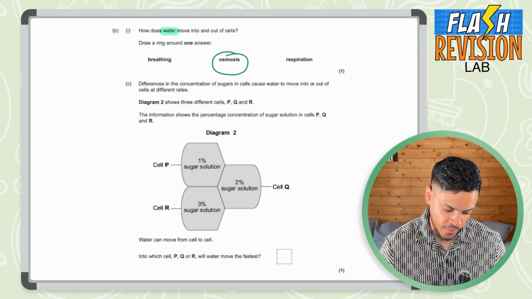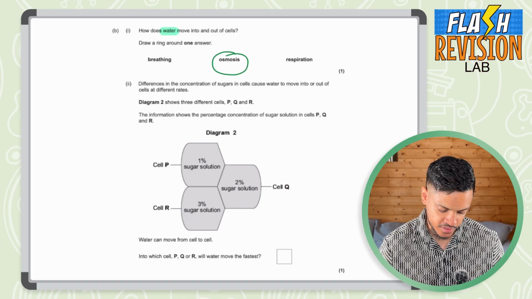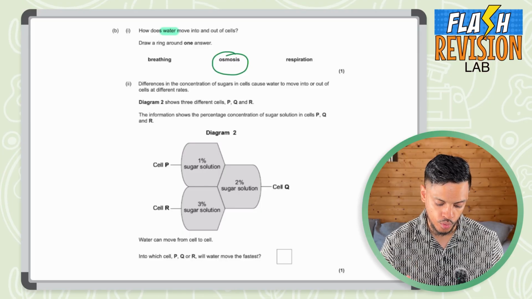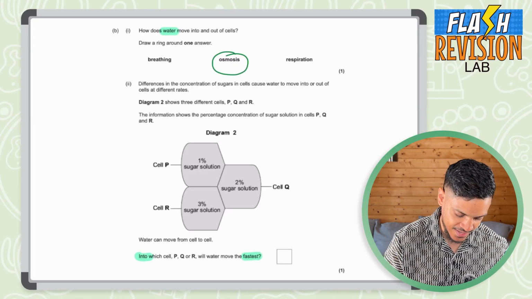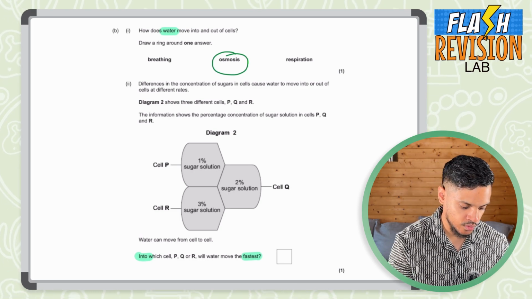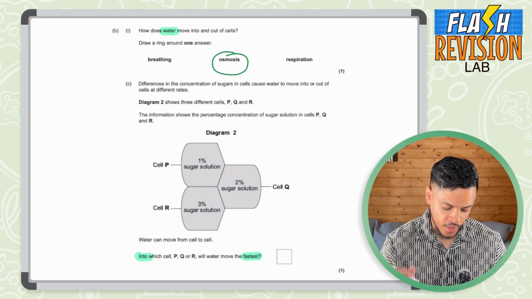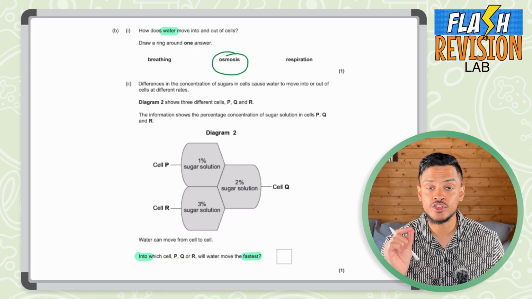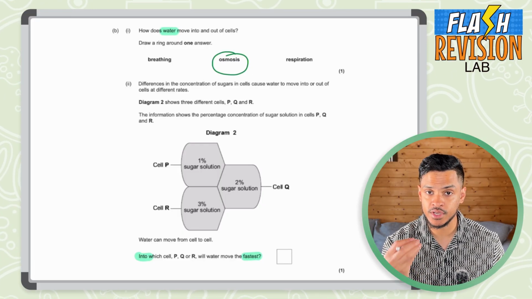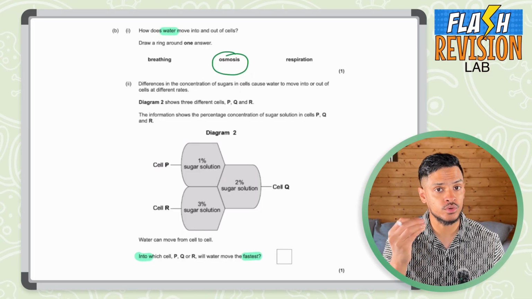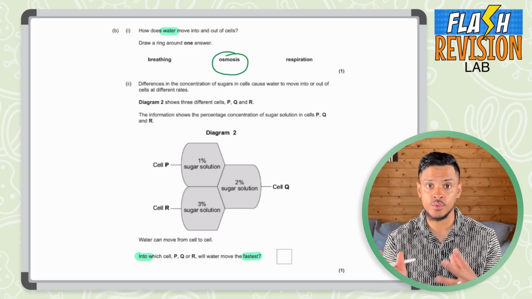Next question. We've got 3 different cells here. Cell P, Q, and R. And it asks, into which cell, P, Q, or R, will water move the fastest? So 2 keywords here, fastest and into. Which of these will the water move into? You need to look at the percentage of sugar solution here. So what you need to remember here is the higher the sugar solution, the lower the amount of water. The more water there is, the more dilute the solution is, therefore the higher the water concentration. So which of these has the highest water concentration and which of these has the lowest water concentration?